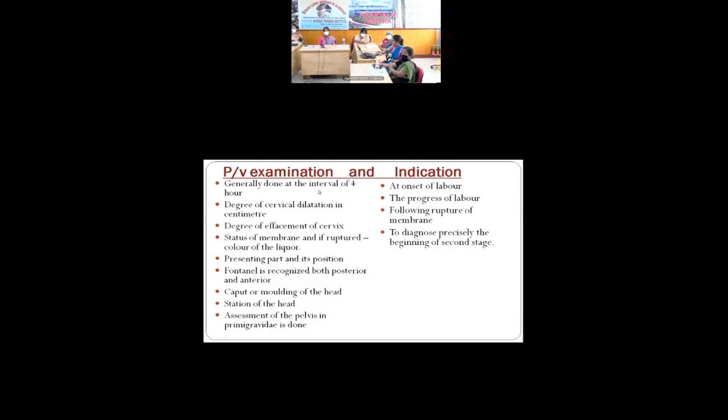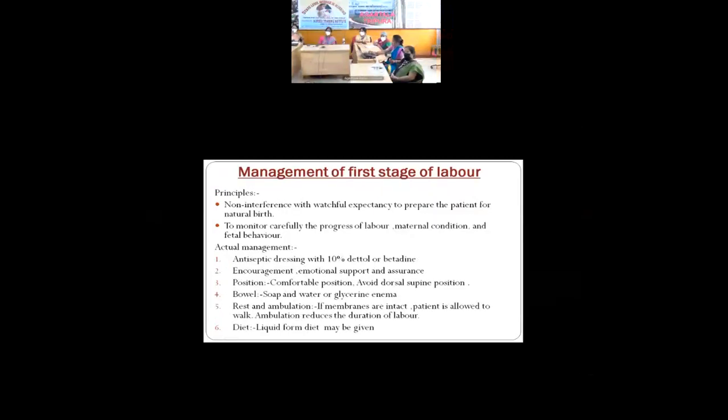So PV examination is generally done at an interval of 4 hours. We note the degree of cervical dilatation in centimeters and the degree of effacement of the cervix. We have to see the status of membrane, and if ruptured, the color of liquor, presenting part and its position, fontanelles recognized both posterior and anterior, caput or molding of the head, station of head, and assessment of the pelvis in case of primigravida. Now the indications of PV examination: at the onset of labor, to check the progress of labor, following rupture of membrane, and to diagnose precisely the beginning of second stage of labor.